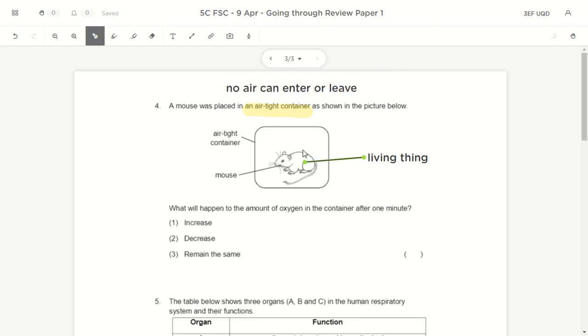So if you put a mouse in an airtight container, what happened to the mouse? We know that the mouse is a living thing. If the mouse is a living thing, what does it need to survive? It needs air, food, and water. So in this case, we are more concerned about air. But I'm going to write everything down.